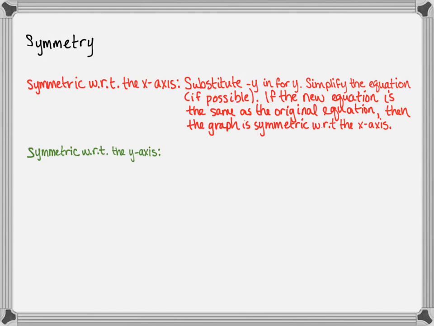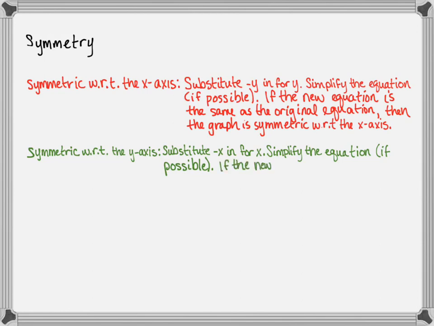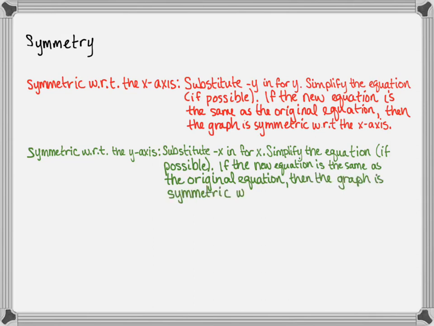Symmetric with respect to the y-axis. Here, we would substitute negative x in for x, simplify the equation if possible, and then if the new equation is the same as the original equation, then the graph of this equation is symmetric with respect to the y-axis.